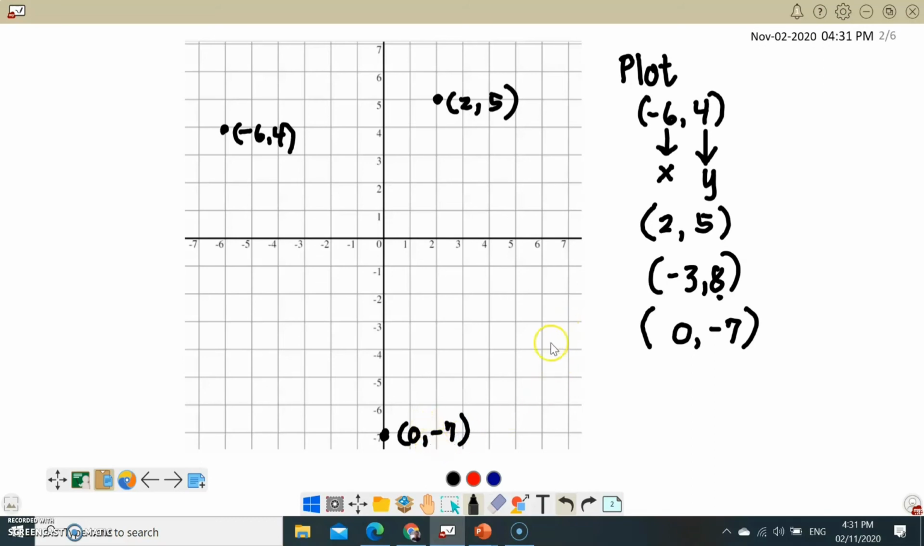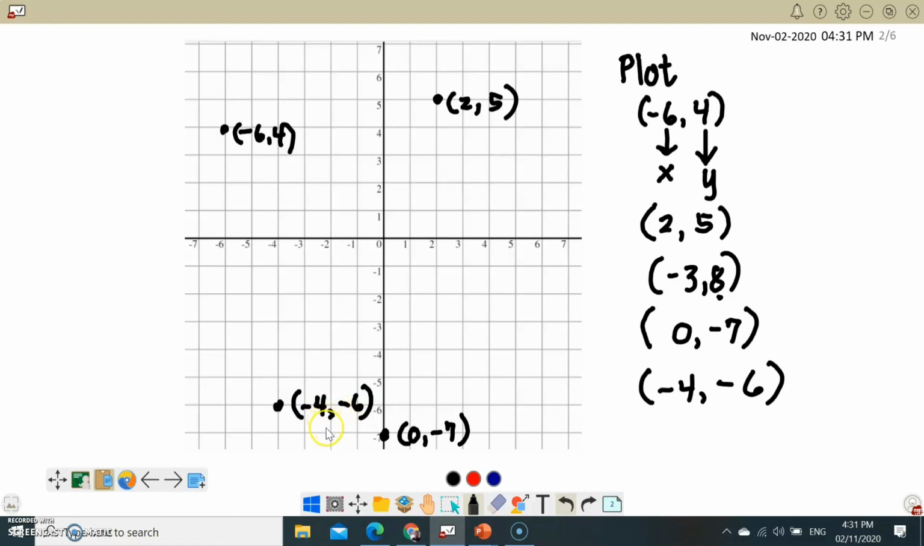How about negative 4, negative 6? So from the origin to the left, 4 units, 1, 2, 3, 4, and going down 6 units, 1, 2, 3, 4, 5, 6. And we have here the point, negative 4, negative 6.